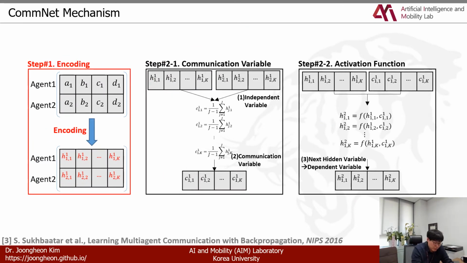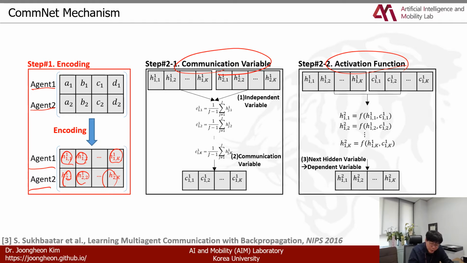So in this case, we have 2 agents here. Their agents' parameters are numerically encoded at first, okay? And then we have a communication variable, and then we have activation functions. So we can explain this in more detail with some illustration.